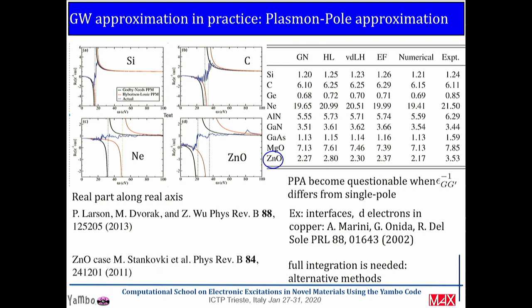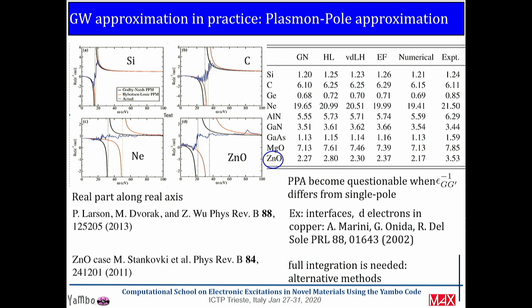Anyway, this is the accuracy that we expect from the plasmon pole approximation. So remember, this is another approximation on top of the calculation. It's a bold approximation. In some cases, the plasmon pole model fails, for instance interfaces. There is a work by Andrea on the electrons in copper, where it is shown that the plasmon pole approximation is not suitable. And in this case, a full integration is needed. There are also other methods to perform the integral, contour deformations, alternative methods. There is a poster of Dario, who is working on a multipole expansion of the dielectric function, and there are some preliminary results on that.